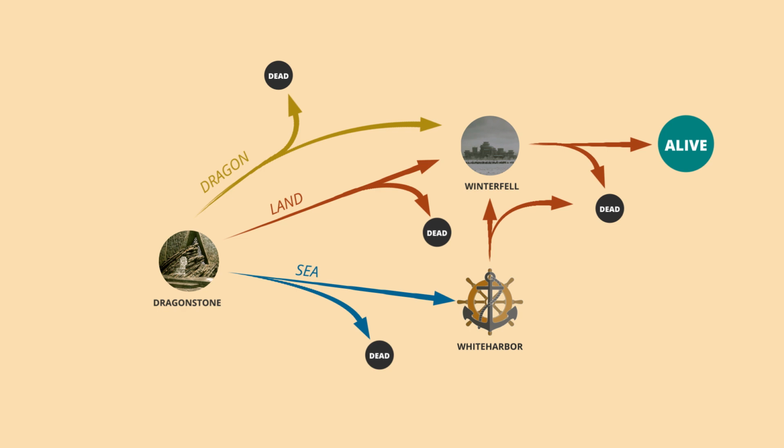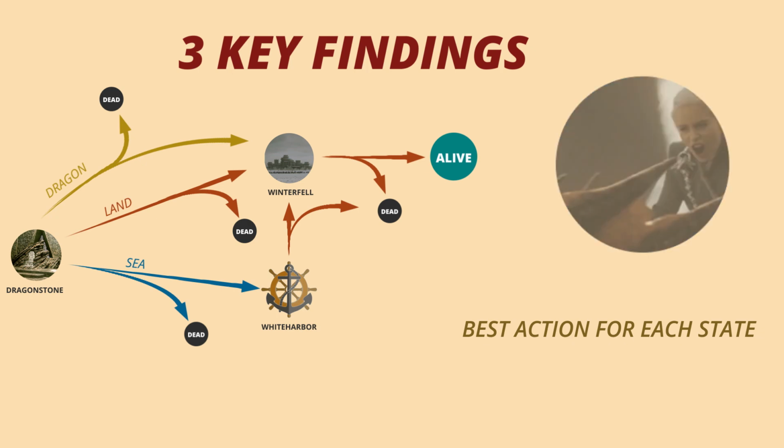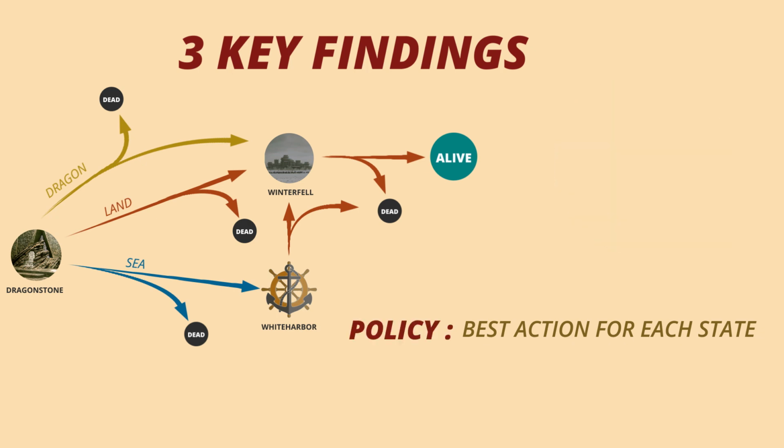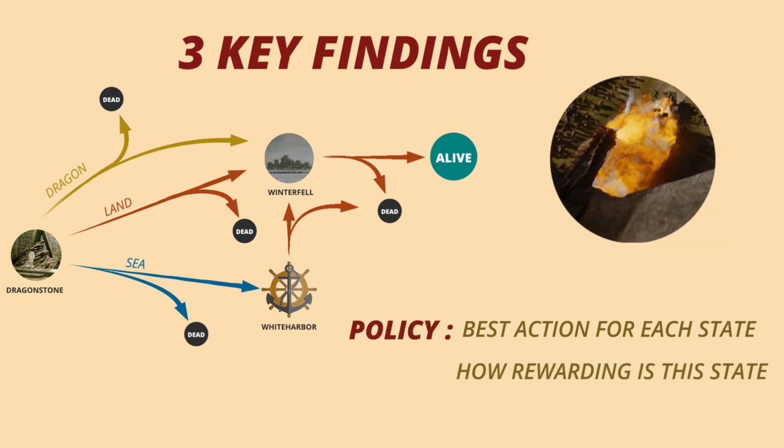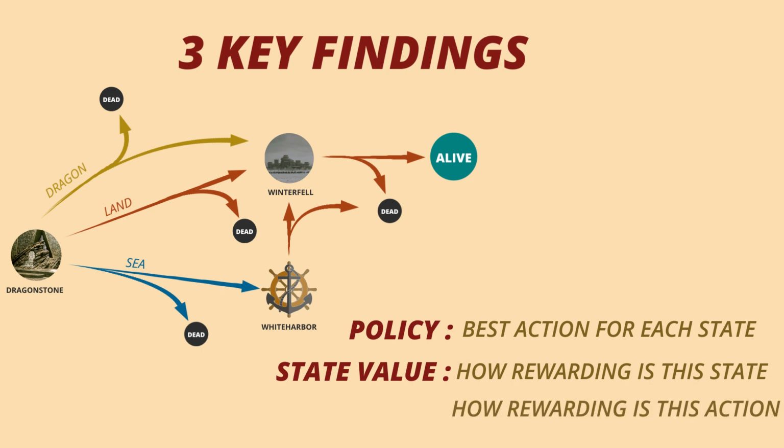Our goal is to find out three things. What is the best action at any point? Now that's policy. How rewarding is it to be at any state? It's like sensing how dangerous is White Harbor. That's called state value. The third thing is, these rewards can also be calculated for an action and are called action values, which tell me the expected reward for an action.